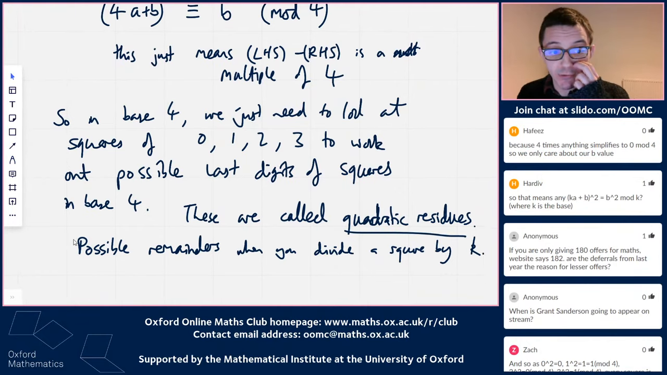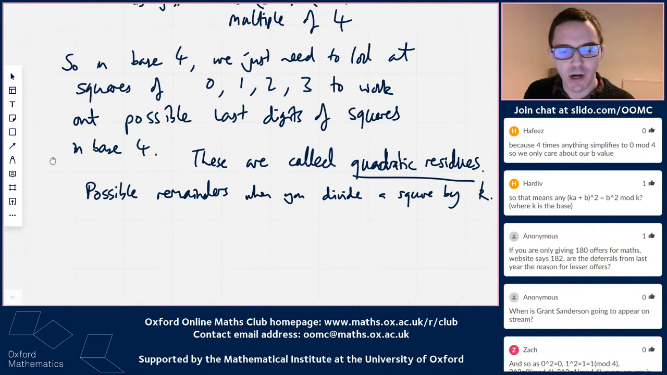So you might talk about the quadratic residues base 10 to look at what happens when you divide a square by 10. What are the possible remainders? You might look at the quadratic residues modulo 4 to look at what the possible remainders are when you divide a square by 4. By the way, we can work these out. Let's make this a bit more concrete. Let's try and work these out.